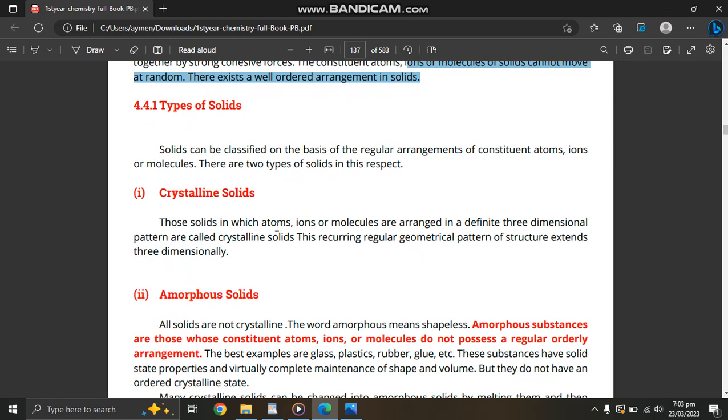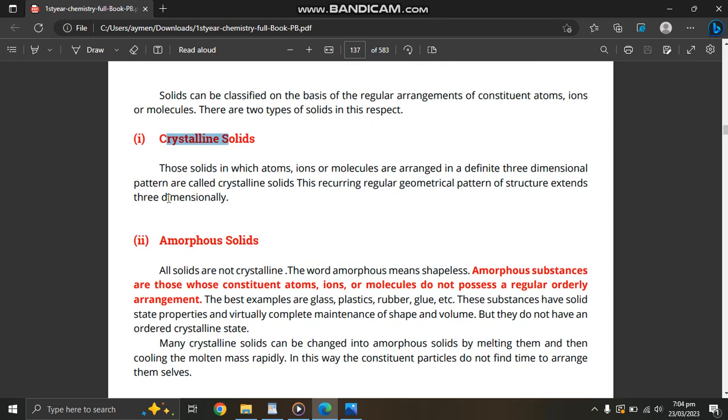There are many types of solids. Solids can be classified on the basis of the regular arrangements of constituent atoms, ions, or molecules. There are two types of solids in this respect: crystalline solids and amorphous solids.